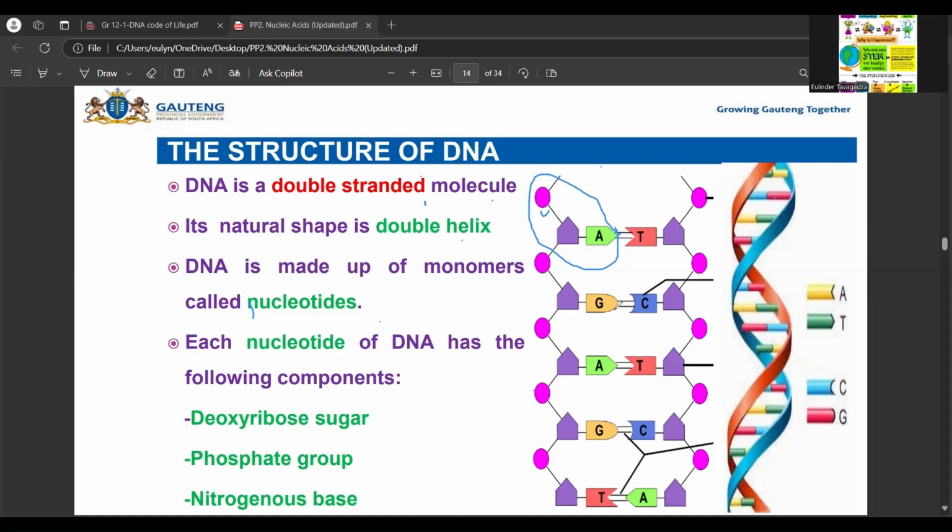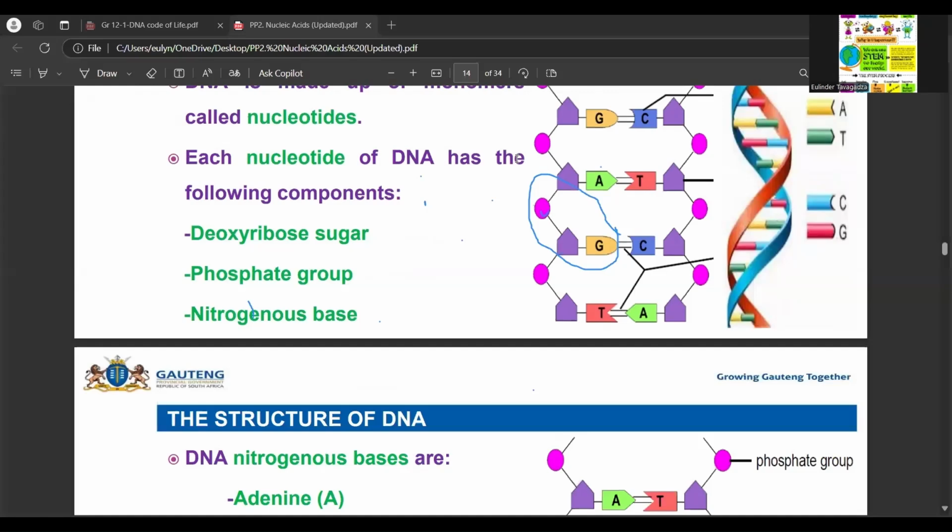deoxyribose sugar, phosphate, right? Then you talk also about how these bases are complementary because, as we said before, adenine goes with thymine, guanine goes with cytosine. So they are complementary, which means they pair with each other. When we're saying complementary, we are saying they pair with each other.